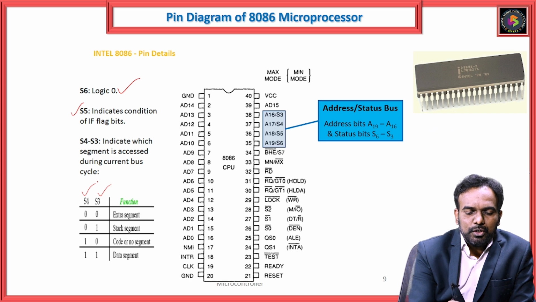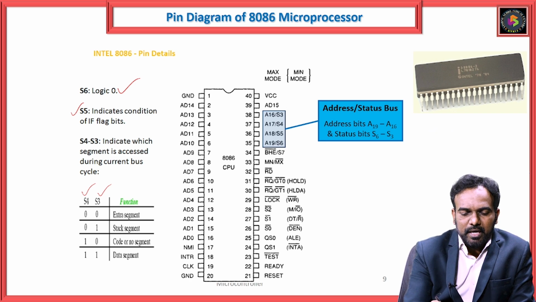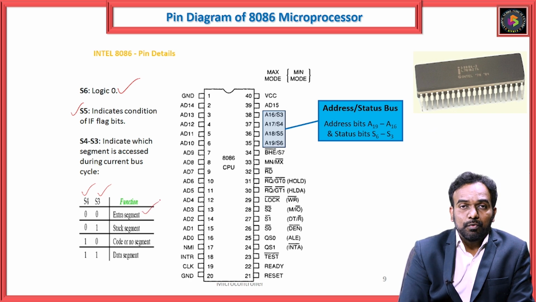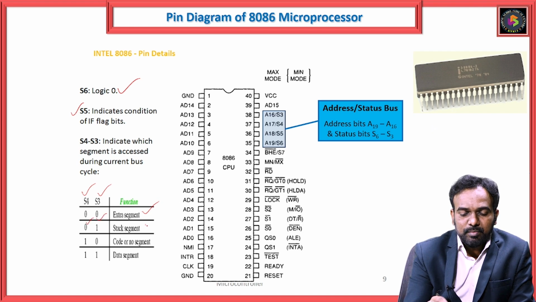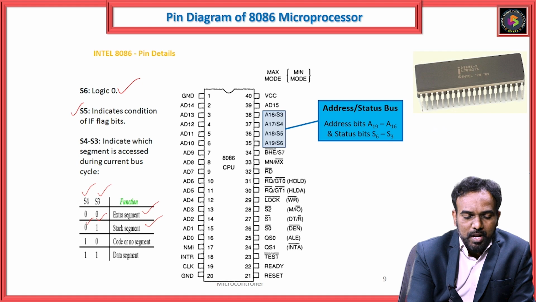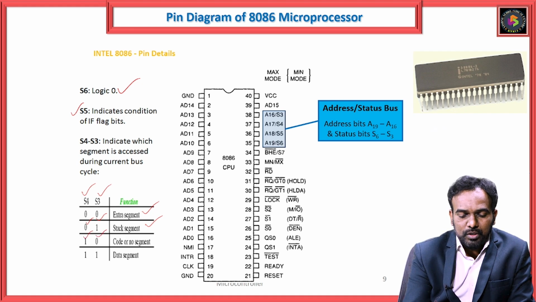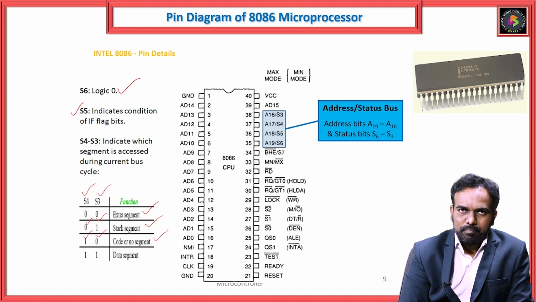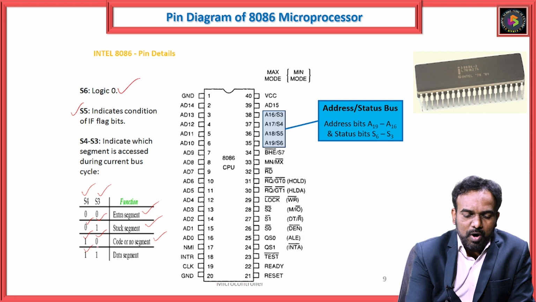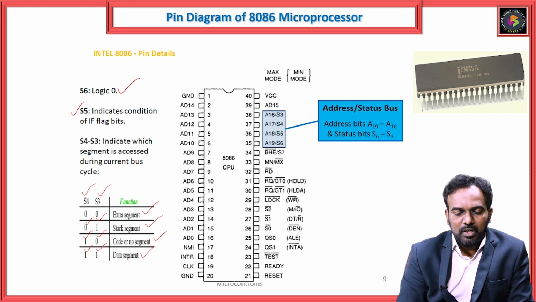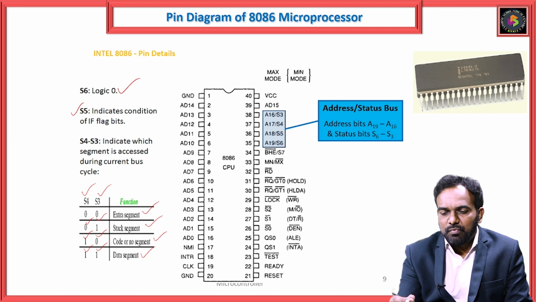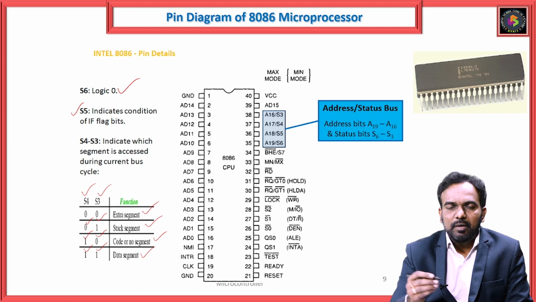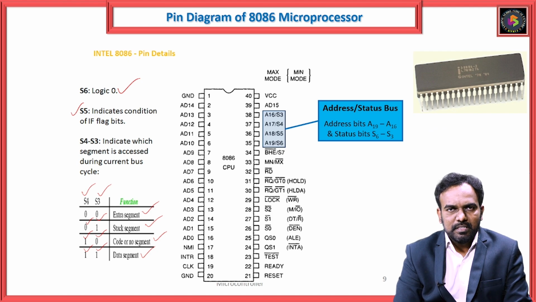If we make S3 and S4 00, the 64 KB extra segment will be selected. If you make S3, S4 01, the stack segment is selected. If you make S3, S4 10, the code segment is selected or no segment is selected. If you make 11, the 64 KB data segment can be selected for the operation. In that way, pins 35, 36, 37 and 38 are used for 8086 microprocessor operations.